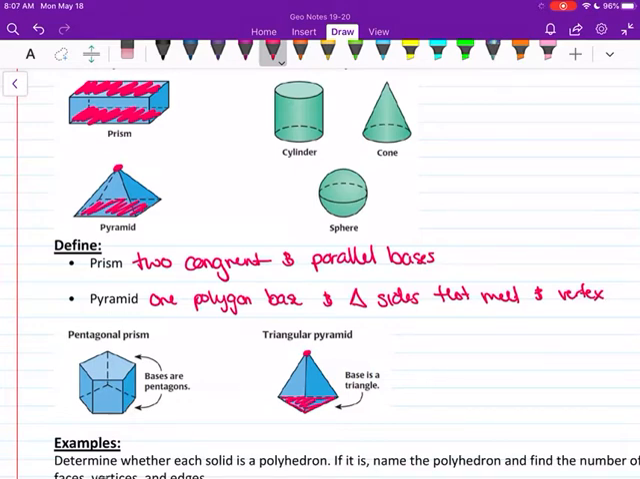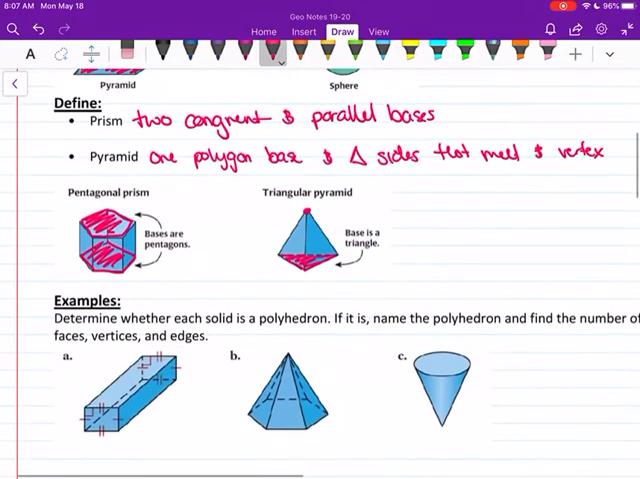So another example of a prism, going back to that, is here is a pentagon base, and it's congruent to another pentagon that it's parallel to, and all the other sides are going to be polygons that connect the 2 bases. So that is a prism.